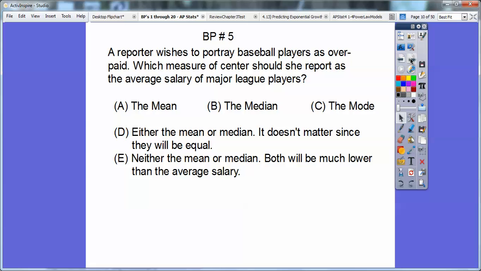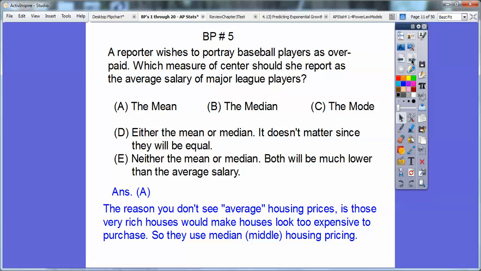All right. Let's see. A reporter wishes to portray baseball players as overpaid. Which measure of center should she report as the average salary of the major league players? Well, I'd do the mean. The mean would tell everybody that they are totally overpaid. The median doesn't do very well, it just tells me the middle number. The mode just tells me which value is most common, where there are more poor people than rich people. If you did the average, it would be pulled quite far to the right. It would be skewed to the right.